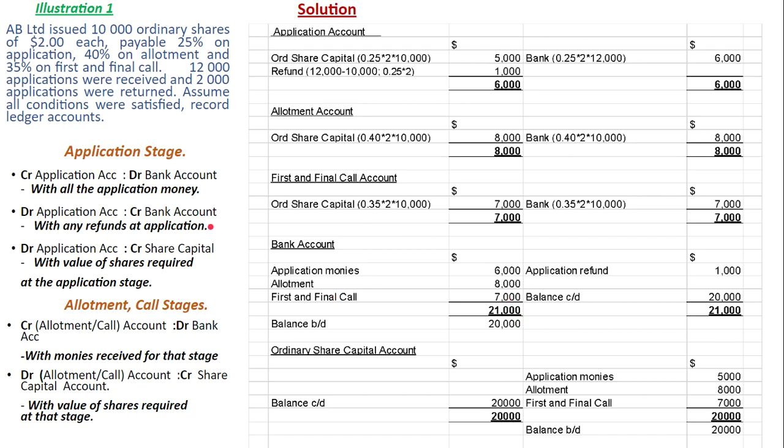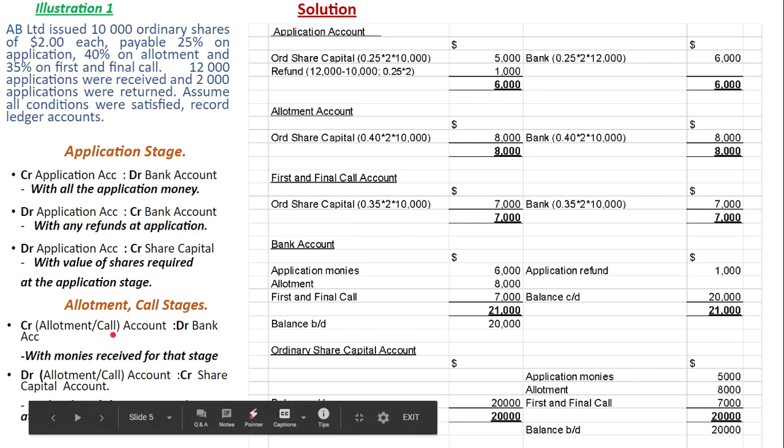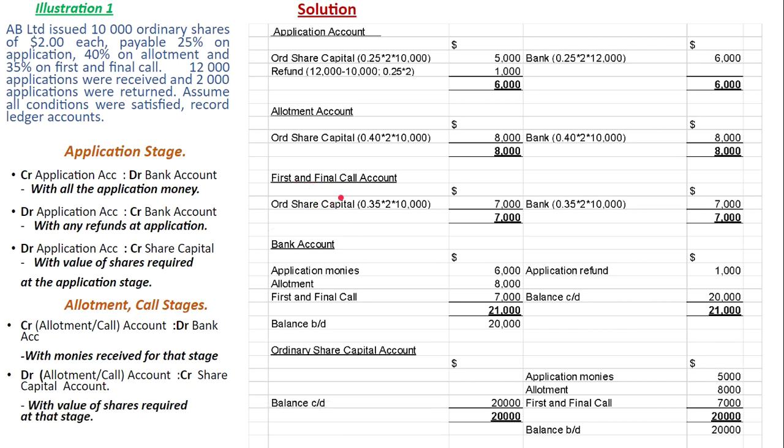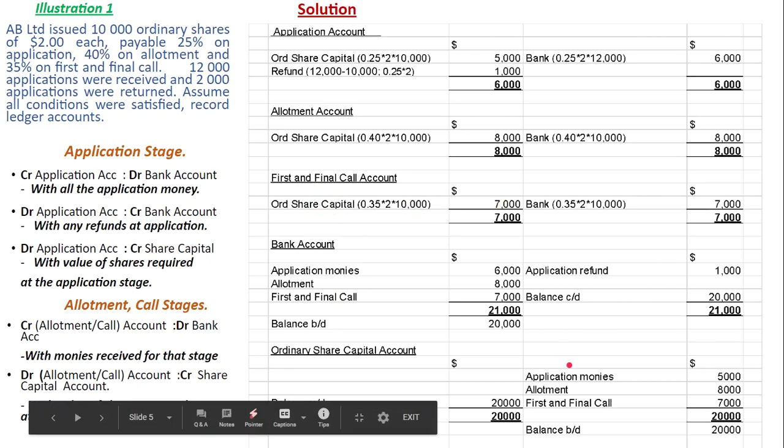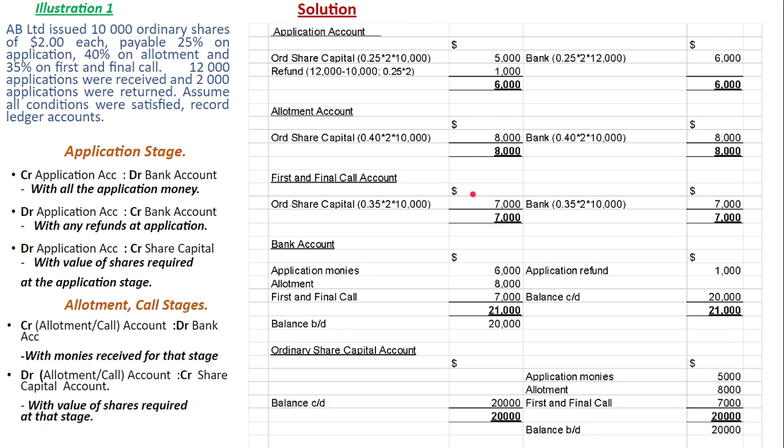Next accounting note says we debit call account and we credit share capital account with value of shares required at that stage. So we debit first and final call account, narration ordinary share capital, 35% times 2 times 10 gives us 7,000. Ordinary share capital, double entry, we credit it with 7,000. So we are done with the accounting entries as per the accounting notes.